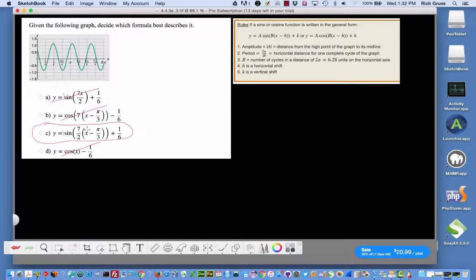Okay, so we've got x equal to 0, so we've got sine of 7/2 times negative pi over 3 plus 1/6. So this is going to be sine of negative 7 pi over 6 plus 1/6. So the sine of negative 7 pi over 6, well, let's think about this for a minute.